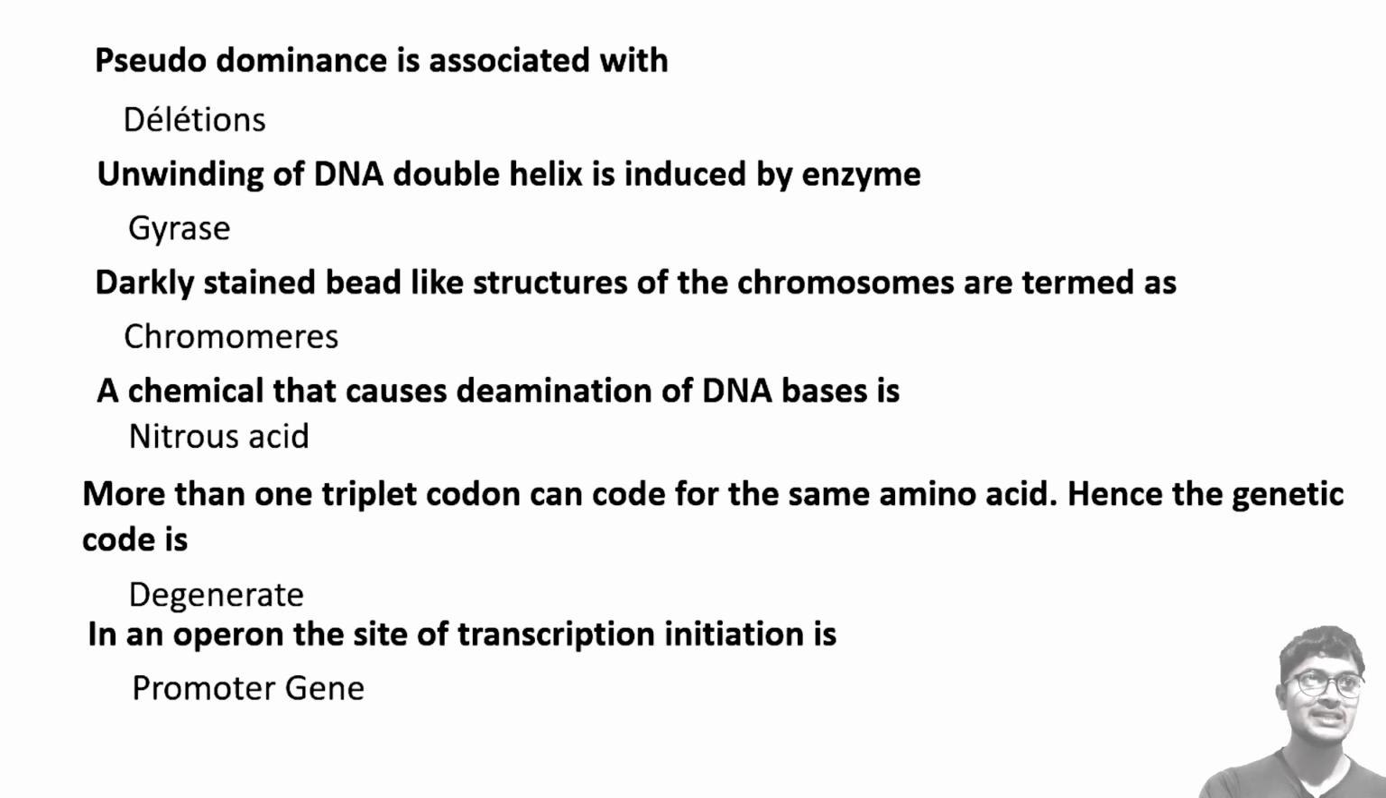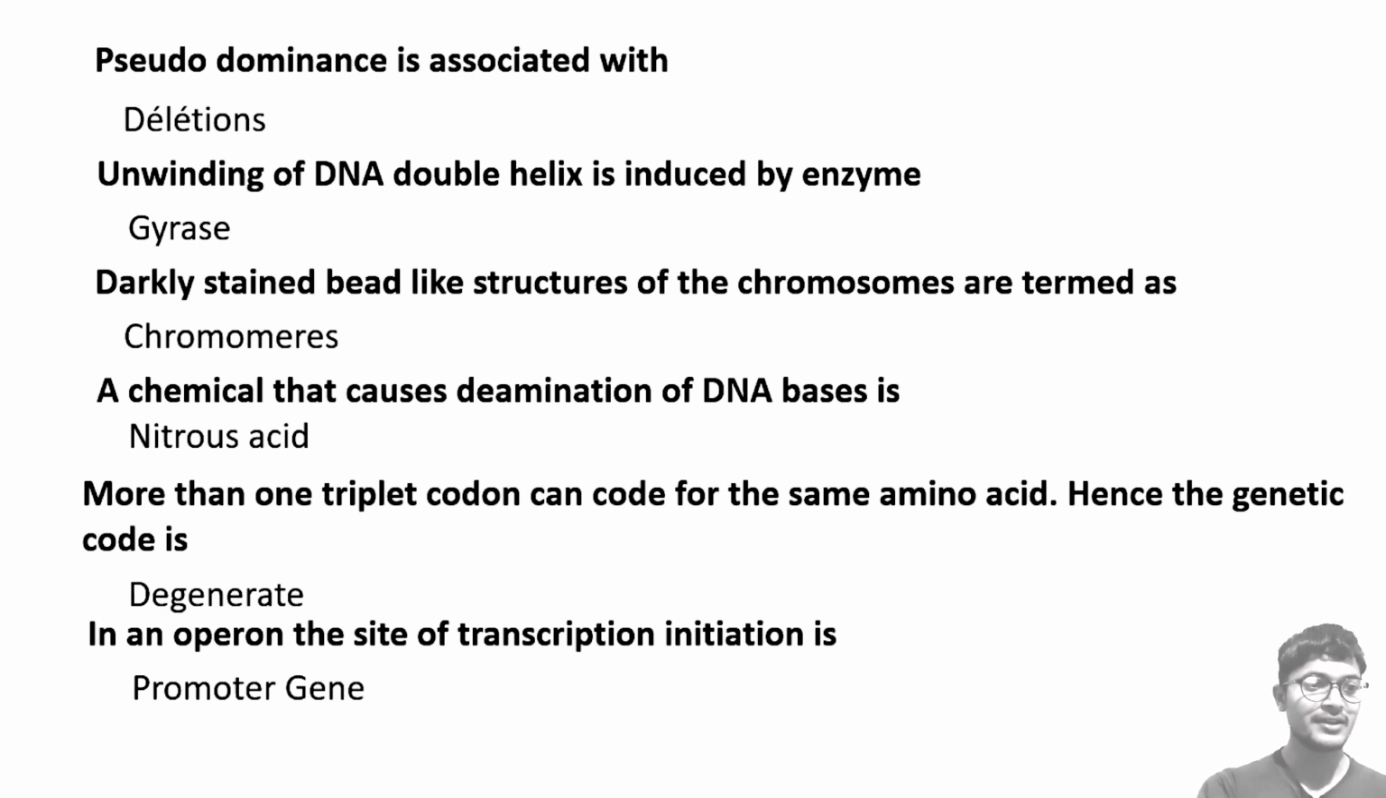First question is that pseudodominance is associated with? Answer is deletion. Next question, unwinding of DNA double helix is induced by enzyme? Answer is gyrase. Next question, directly stained bead-like structures of the chromosome are termed as? Answer is chromomere. Clear? Next question, a chemical that causes deamination of DNA is? Answer is nitrous acid. Clear? Next question, more than one triplet codon can code for the same amino acid, hence the genetic code is? Answer is degenerate. Clear? Next question, in an operon the site of transcription initiation is? Answer is promoter gene. So clear all these questions.